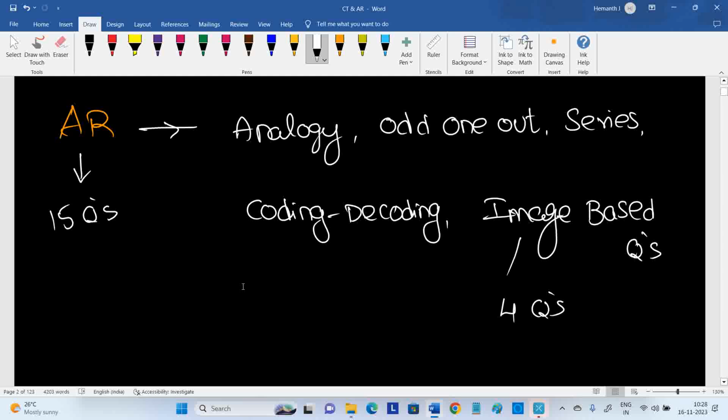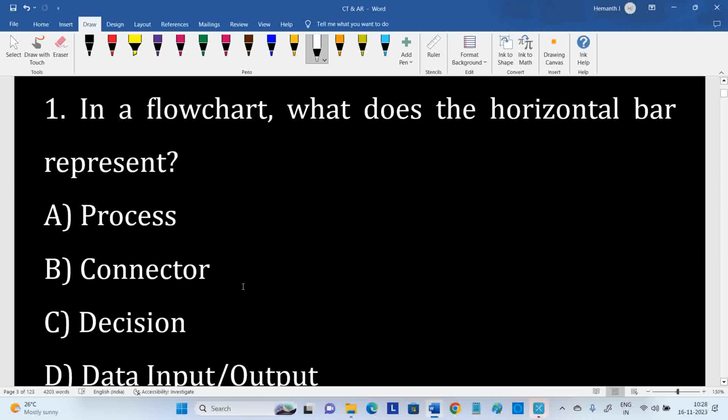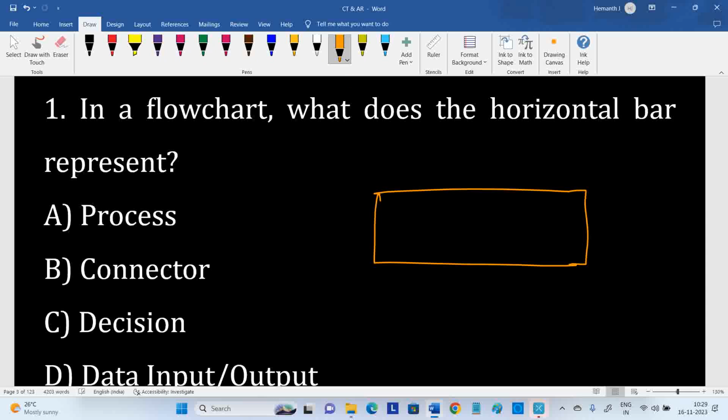Now let me go with the questions. Question 1 is this, a flowchart related question. What they're asking is what the horizontal bar represents. In the flowchart diagram you have a circle, and you have some horizontal bars like this. What is that for? Is it for data input output, connector, decision, or process? Or maybe this is a parallelogram. Some people argue about the horizontal bar like this. So for what purpose is this horizontal bar in the flowchart? Is it only for input and output?